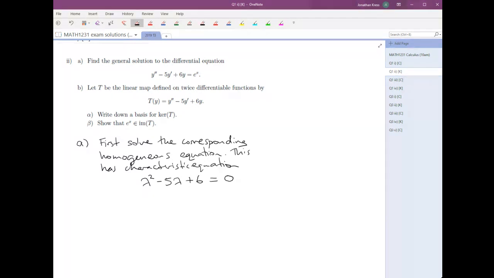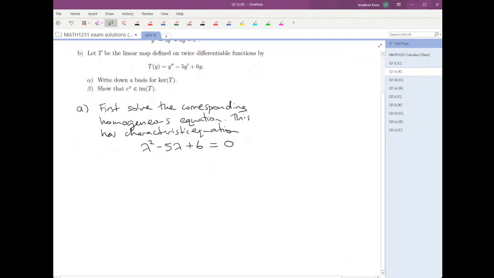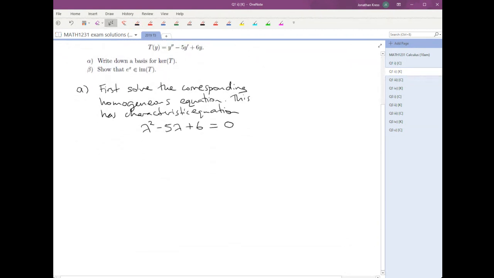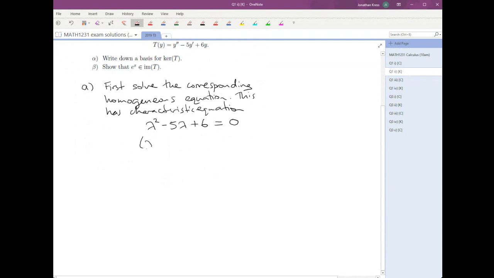You might call it m or r or t, or all sorts of things. Probably t is a bad idea because t often gets used as the independent variable in the equation. Okay, this is a quadratic. We know how to solve these. This one is designed so it's easy to factor, but of course you can always solve a quadratic using the quadratic formula or completing the square. And so we find that lambda equals 2 or 3.